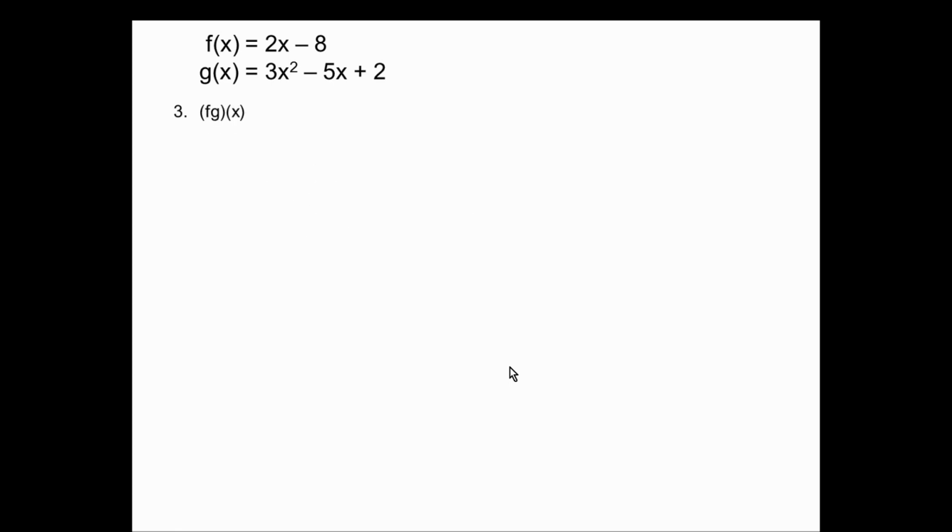Number three, fg of x. This would be f of x times g of x. So here's my f of x, 2x minus 8. Here's my g of x. If you remember back when we were multiplying polynomials, the idea is we're going to distribute the 2x to each term of the trinomial, and then we're going to go down another line and do negative 8 times each term of the trinomial. So if I do 2x times each term, I'll have 6x cubed minus 10x squared plus 4x.